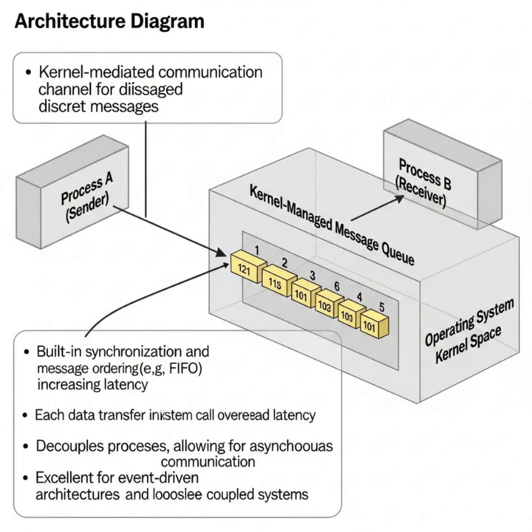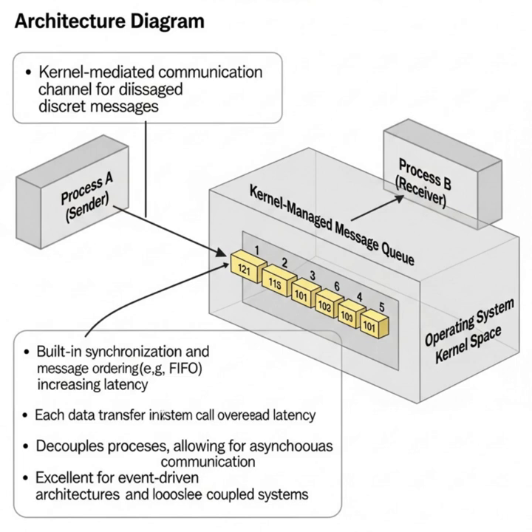The key difference here is that all communication is mediated by the kernel. Every send and receive operation is a system call, which introduces inherent overhead compared to direct memory access. However, this kernel mediation provides significant benefits. Synchronization is built in. The queue handles the atomicity of sending and receiving messages, protecting you from race conditions. Messages are typically delivered in a predictable order, like FIFO, first in, first out.